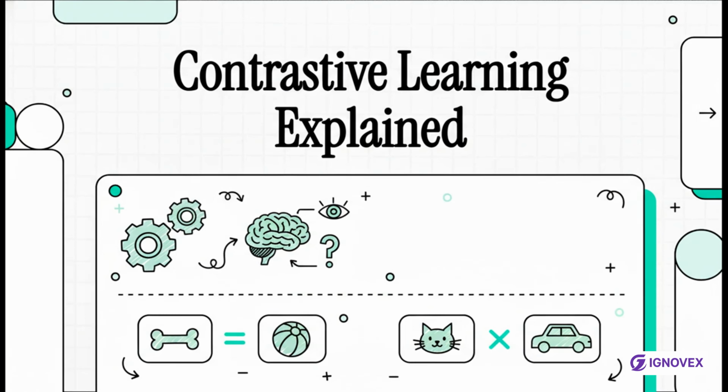Welcome to The Explainer. Today, we're going to tackle one of the most powerful ideas that's totally reshaping modern AI, contrastive learning. It's a method that teaches machines to understand the world in a way that is surprisingly human.